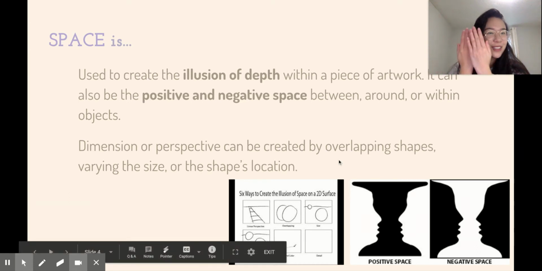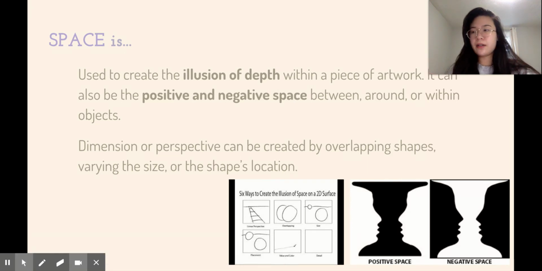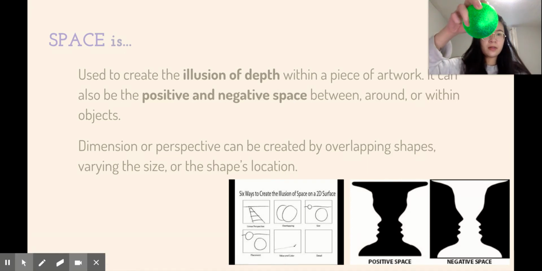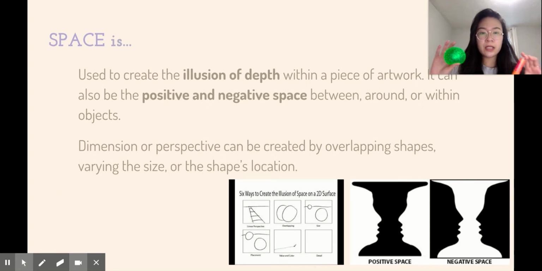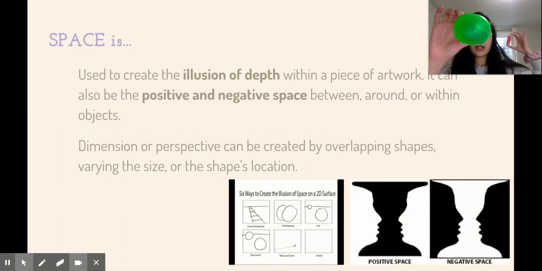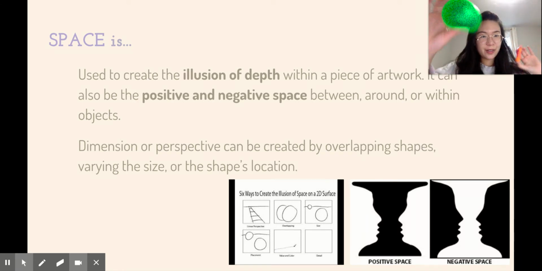Overlapping is literally overlapping things. I have my squishy and my chopstick. If I put my squishy right in front of my chopstick, it's going to create a sense of space because it looks bigger. Another option is changing the size. Squishy is in the front, chopstick is all the way back here. One looks really big and one looks really small, and that creates a sense of depth and space, which is what you can do when you draw.